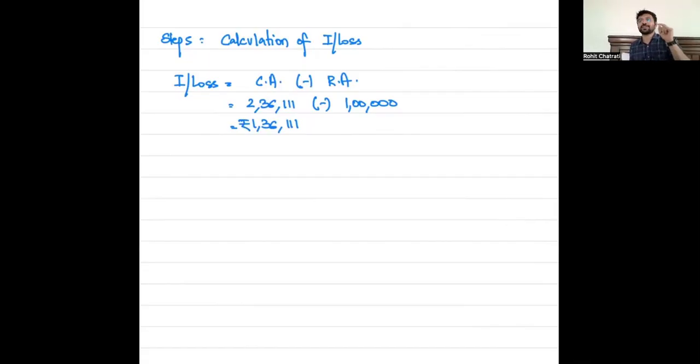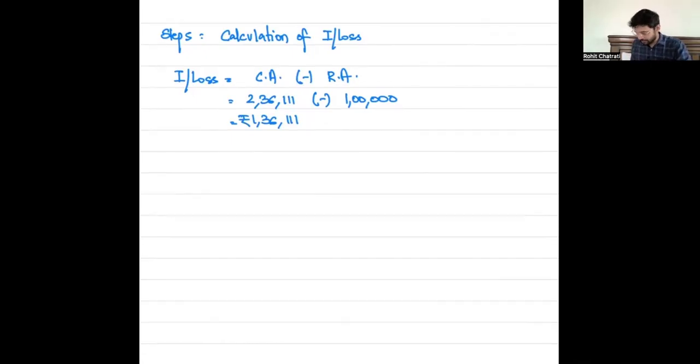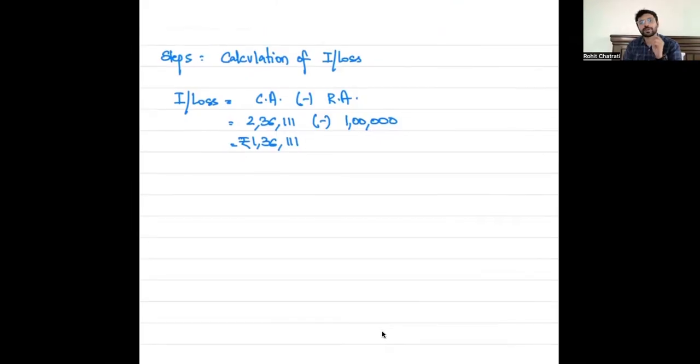An asset's carrying amount right now is 2,36,111. But when you calculated the value in use and fair value less cost to dispose, that amount actually came up to 1 lakh. The recoverable amount came up to 1 lakh, and therefore impairment loss will be 1,36,000, whereby we are going to reduce the carrying amount from 2,36,000 to 1 lakh rupees, by charging an impairment loss of 1,36,111. All right, now let's move on to the treatment of impairment loss.